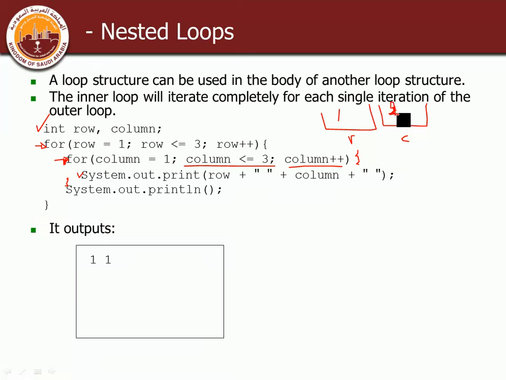Okay, and then we ask the question again. Is 2 less than or equal to 3? Yes, I get inside. What should I see again? Row, which is 1 space 2. Okay, let's finish this one. And then the second thing, now we know. Yes? Why the row? 2 space 1 and 1 and 2.